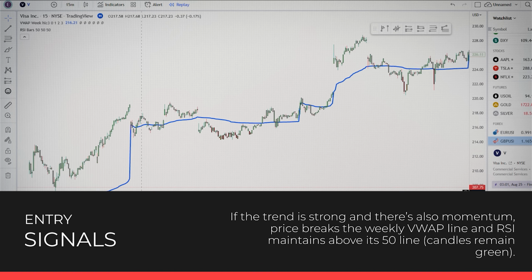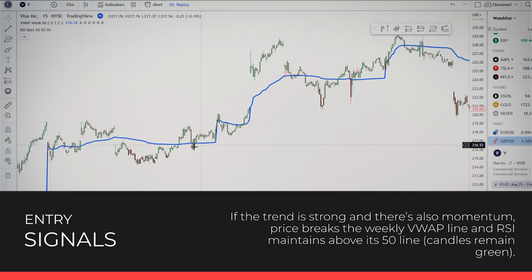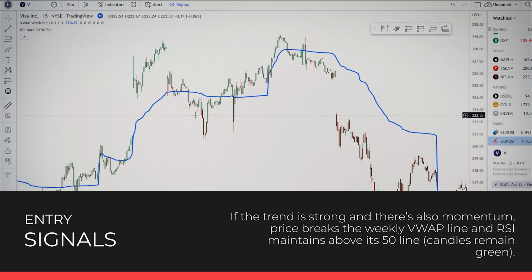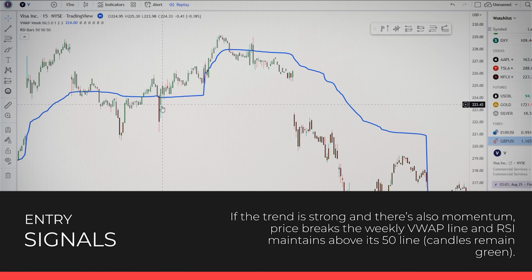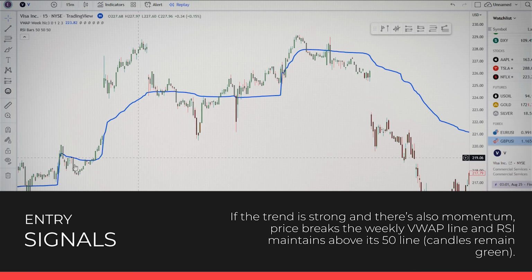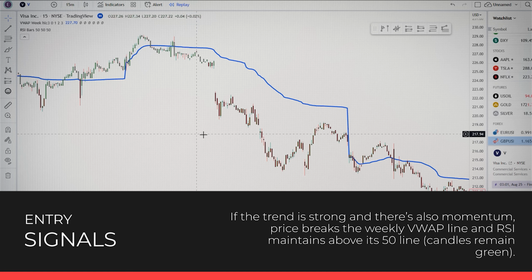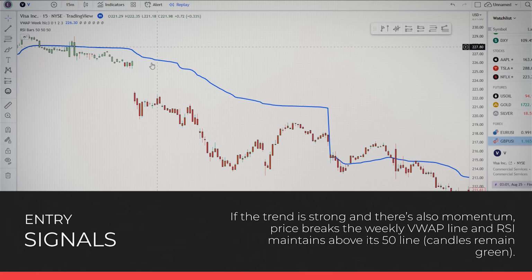If the trend is strong and there's also momentum, you should see something like this. Price breaks the weekly VWAP line. RSI maintains above its 50 line, so the candles remain green, and the price moves in a healthy uptrend.